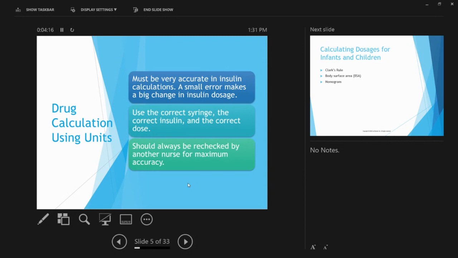The insulin order, the insulin bottle, and the insulin as drawn up should always be rechecked by another nurse for maximum accuracy before the insulin is given. Sometimes the provider will order 2 different types of insulin, and occasionally they can be given at the same time in the same syringe. Make sure that you never mix Lantus or Levemir insulin with any other insulin preparation. Lantus and Levemir should never be mixed with anything else.